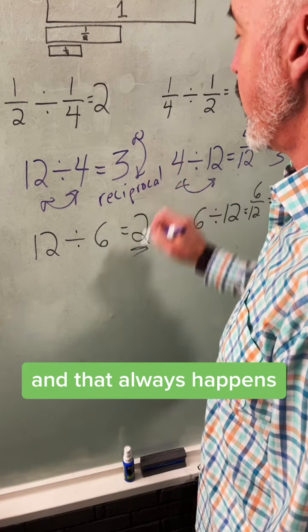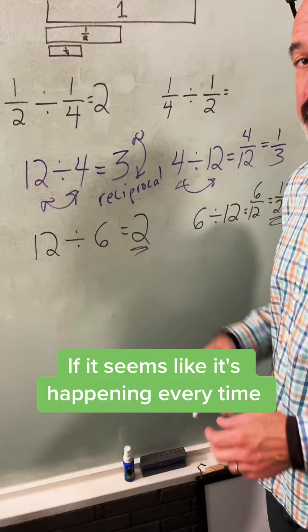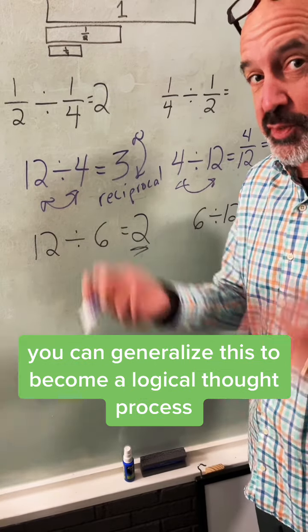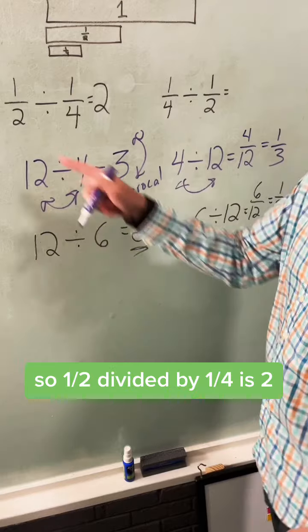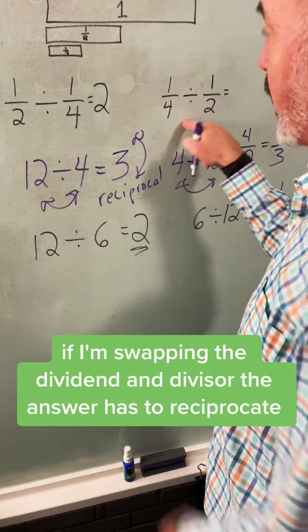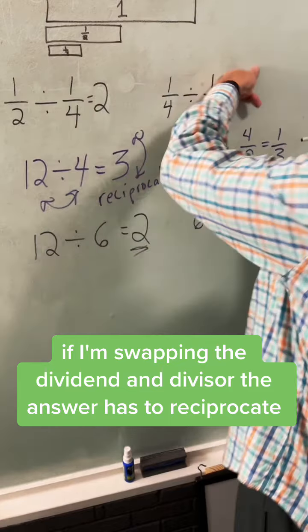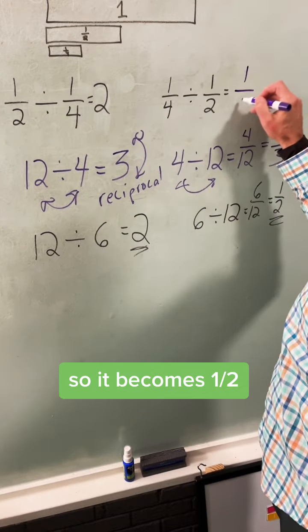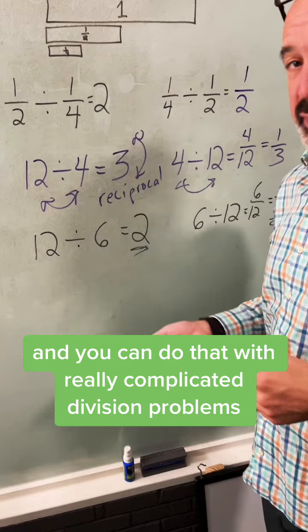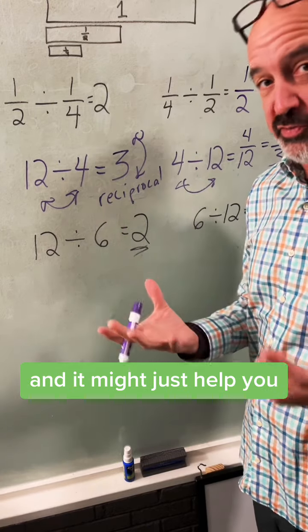And that always happens. It seems like it's happening every time. You can test it over and over again. If it always happens, you can generalize this to become a logical thought process. So if 1/2 divided by 1/4 is 2, if I'm swapping the dividend and divisor, the answer has to reciprocate. So it becomes 1/2. And you can do that with really complicated division problems, and it might just help you.